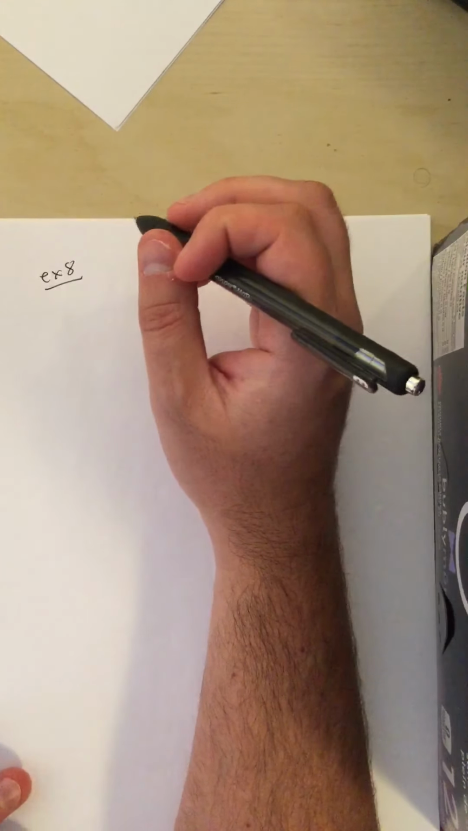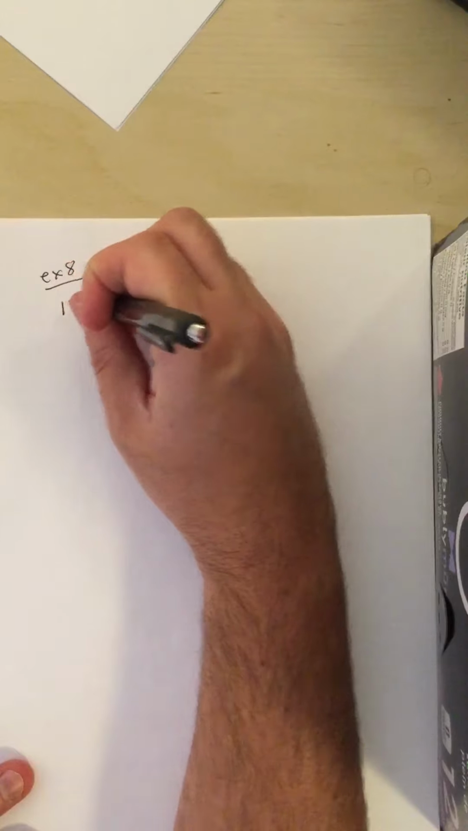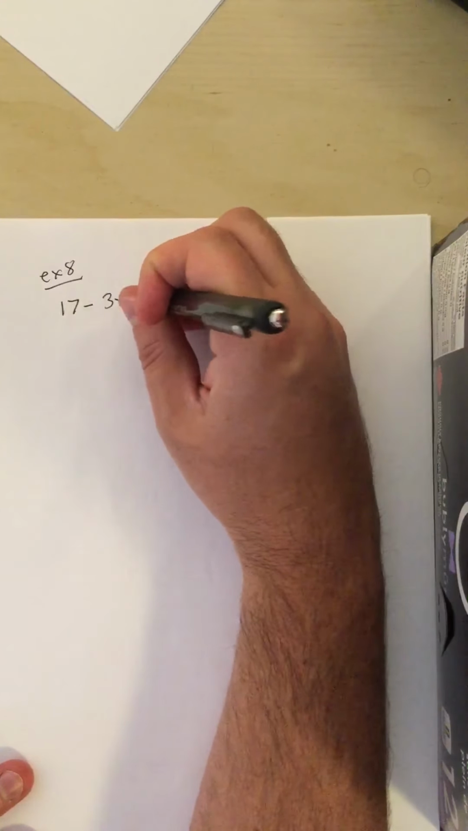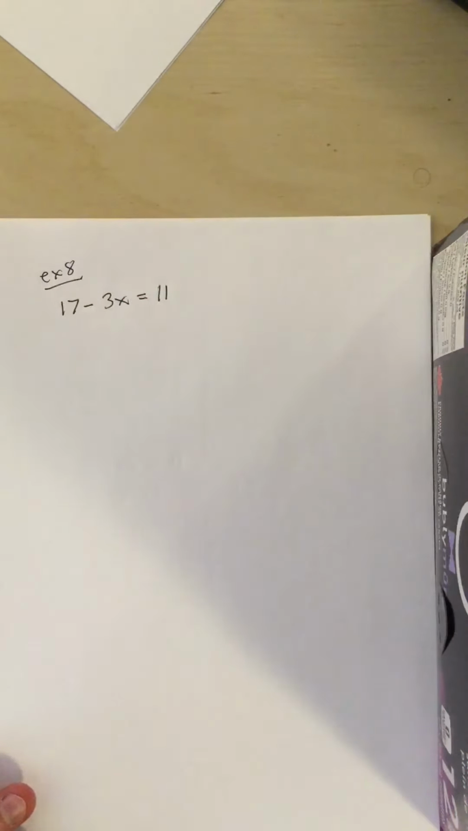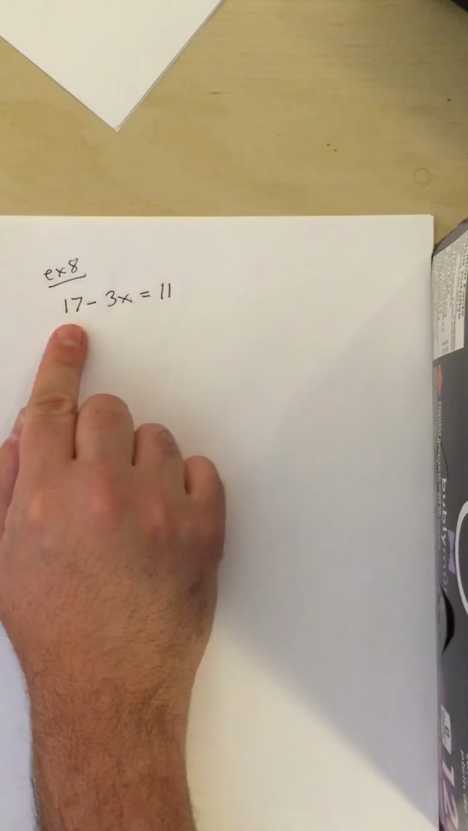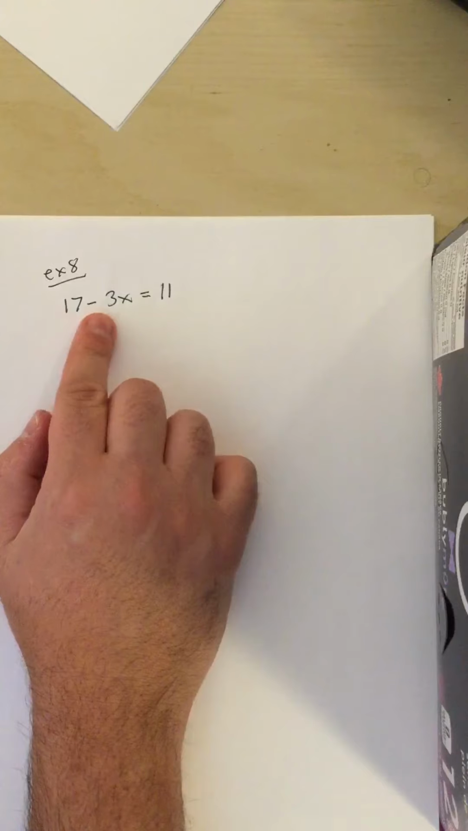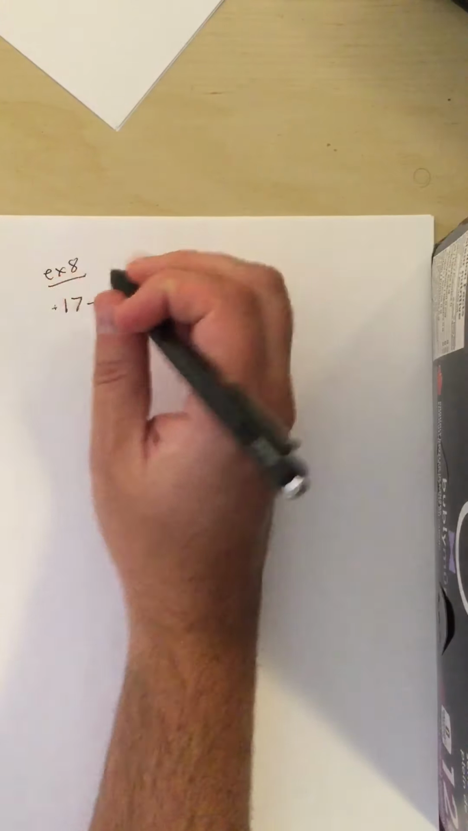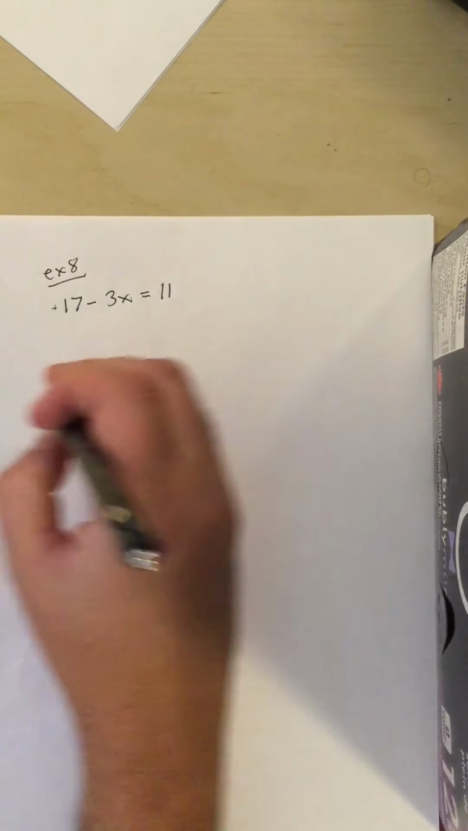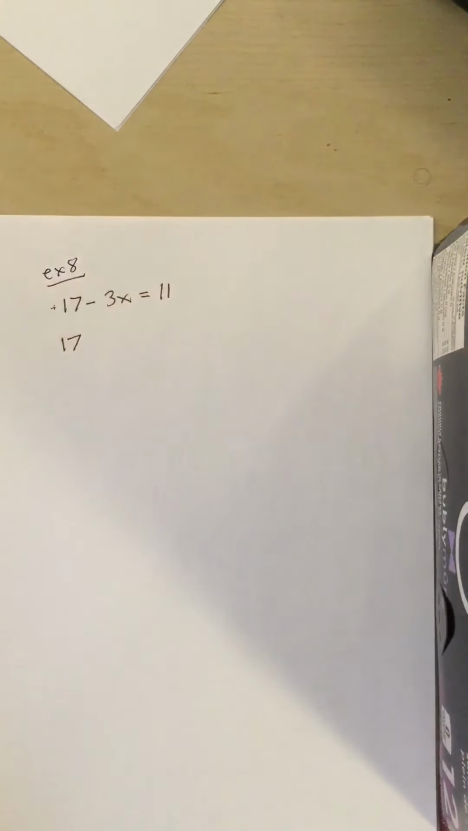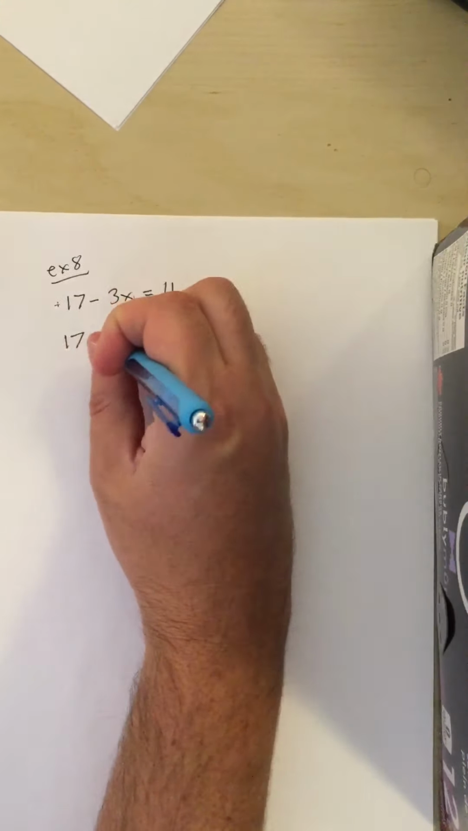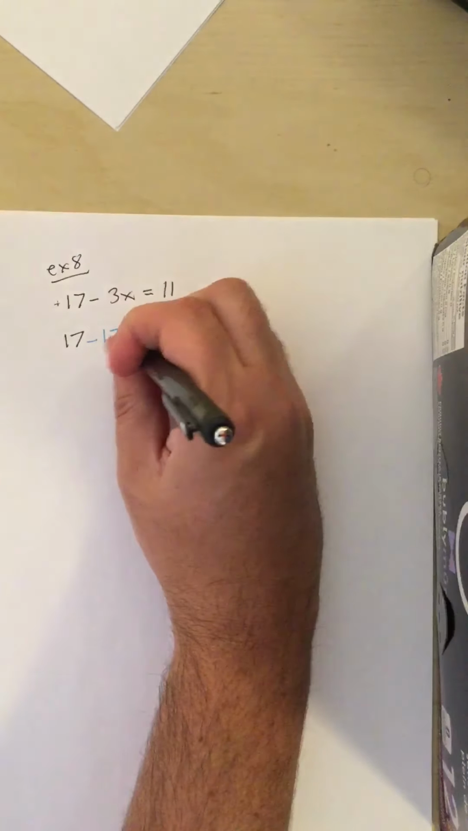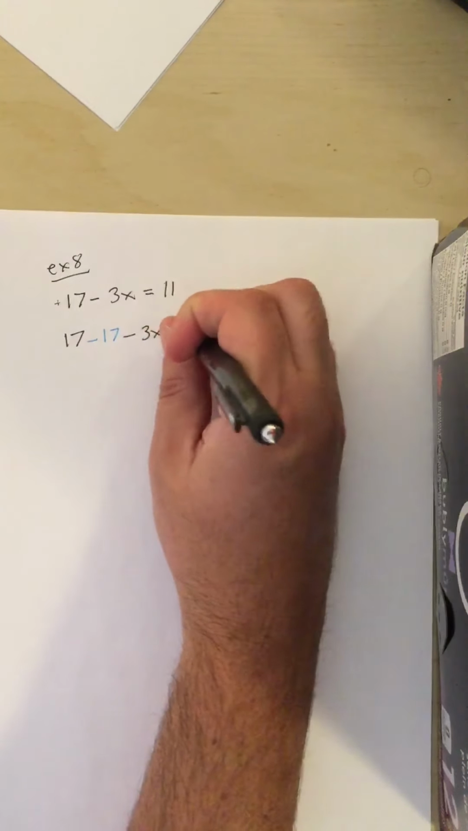Example 8. 17 minus 3x equals 11. So, this looks like it might be, there's a minus over there, but remember, there's an invisible plus in front of that 17. So the way we deal with this is we add minus 17. Maybe I shouldn't say add. What we do is we subtract 17 from both sides.